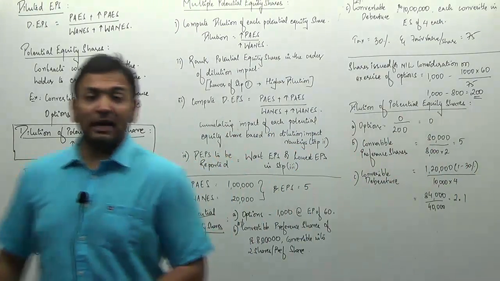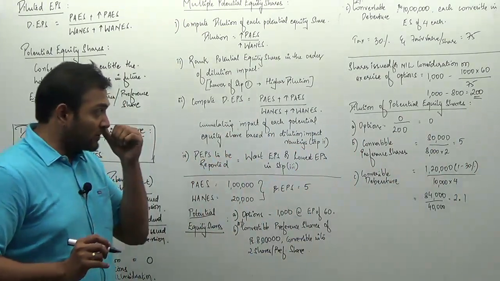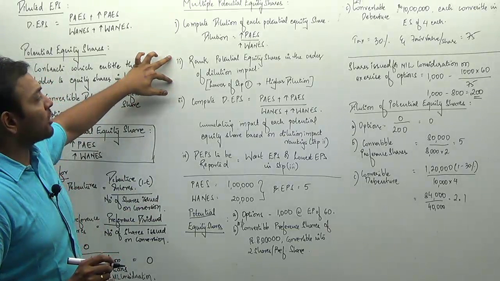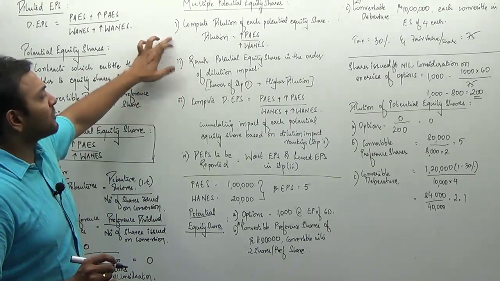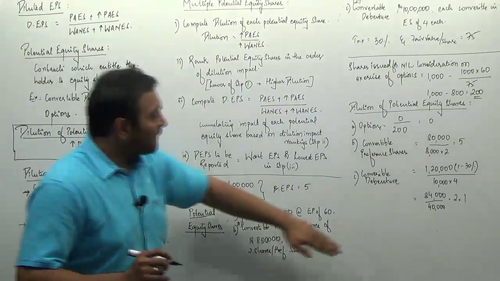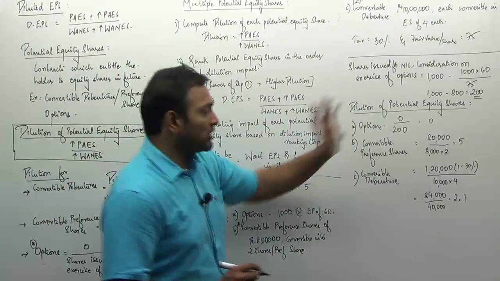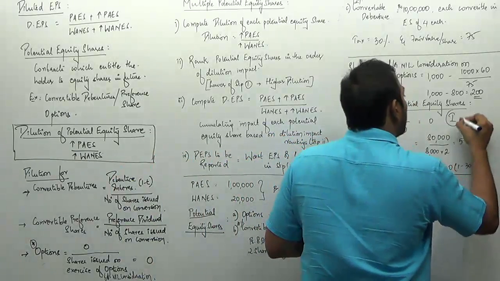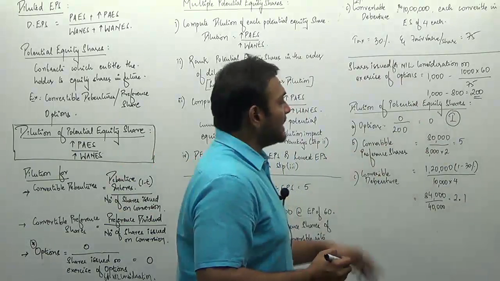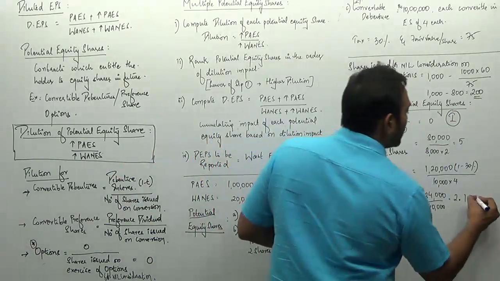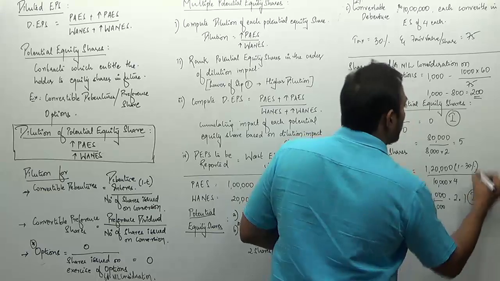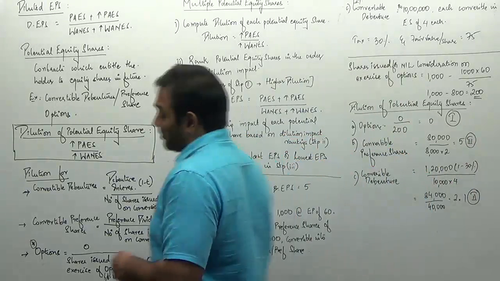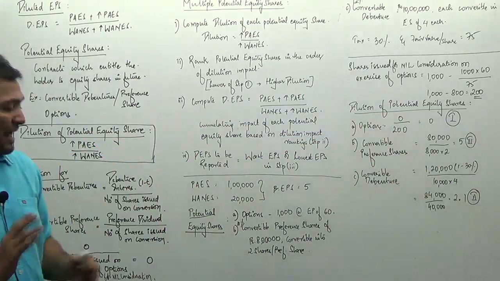Now once you have the dilution impacts with you, you need to rank them. Rank the potential equity shares in the order of dilution impact. Lower of step 1, higher dilution. Which one is the lowest? 0, obviously. So this will carry a rank of 1. What is the second least? 2.1. This will carry a rank of 2 and 5 will carry a rank of 3. Obviously that is the only thing left out. Now I have ranked it.